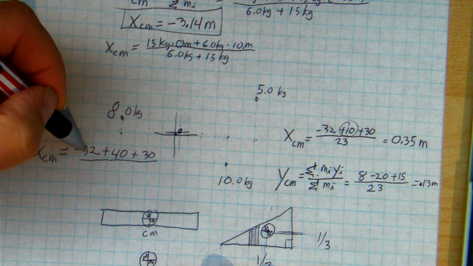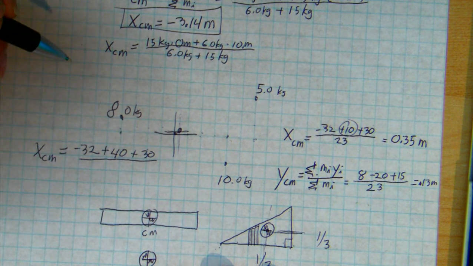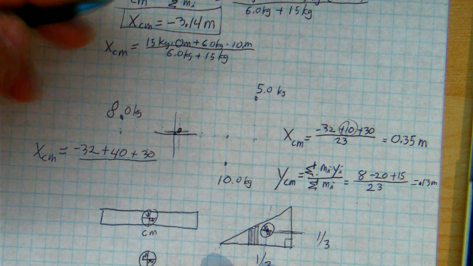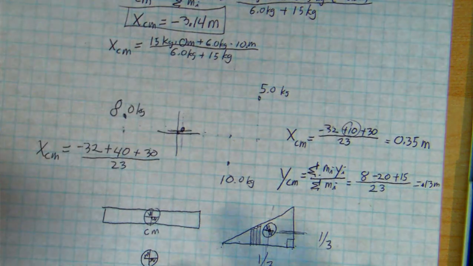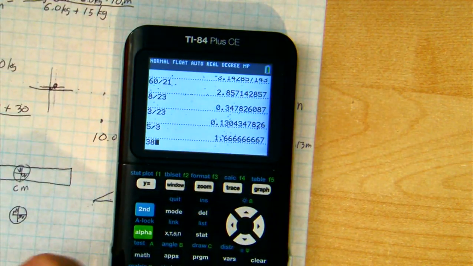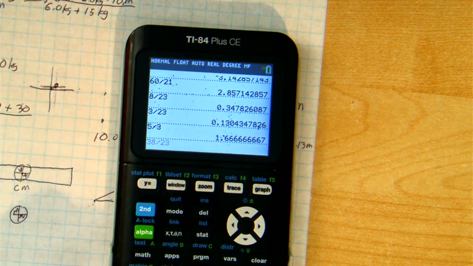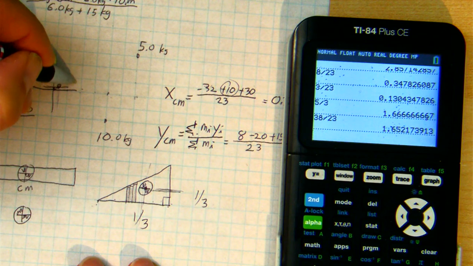So negative 32 plus 30 plus 40 seems like that's going to be 38. And this is still hopefully all over 23. So getting the right answer this time, 38 divided by 23 means the x component was at 1.63.